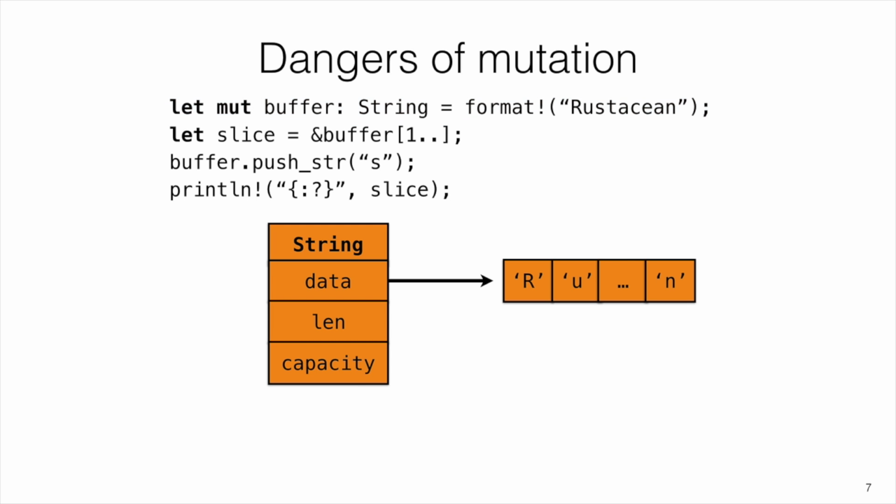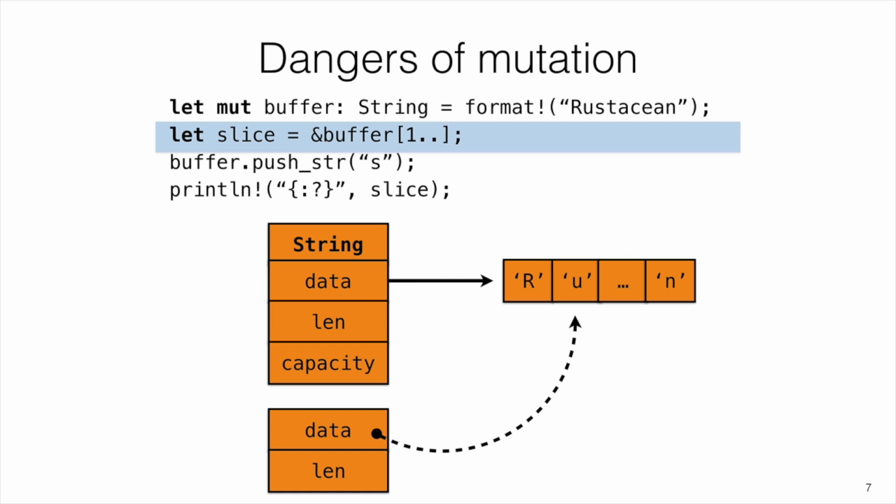Okay? And now we're going to come along and make a slice into that buffer. Now a slice at runtime is represented by a reference directly into the data buffer of the string. So we don't really even know where the original string was. All we have is the data at our fingertips, right? And we also have a length. In this case, the length will be 8 because it's "rustation" minus the R. And now we want to push an S at the end.